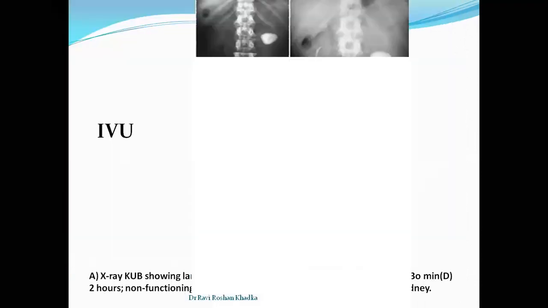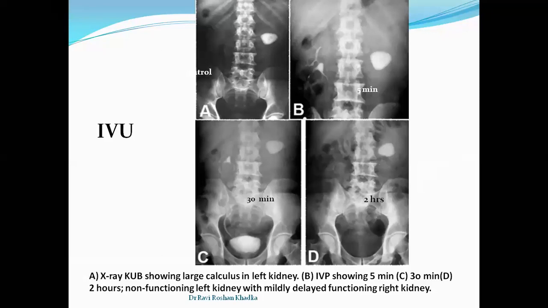See this IVU view, this is a very interesting IVU view. You can see in this IVU, in the control film, a fairly large radiopaque shadow, a single one, at the level of number 5, number 4, number 3, number 2 level. It's very large.